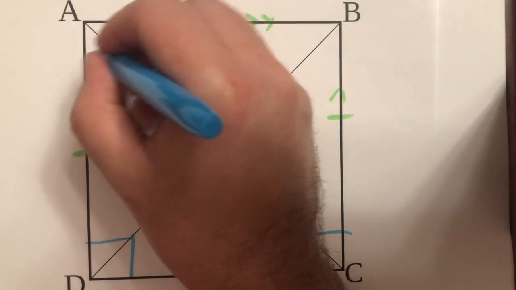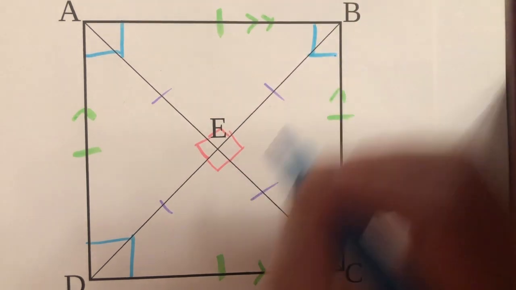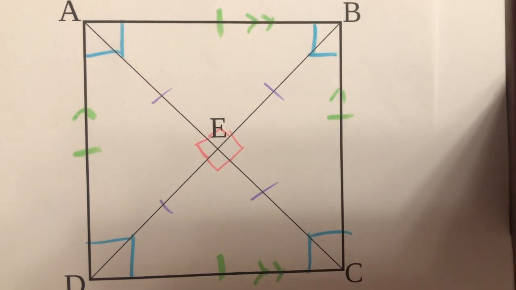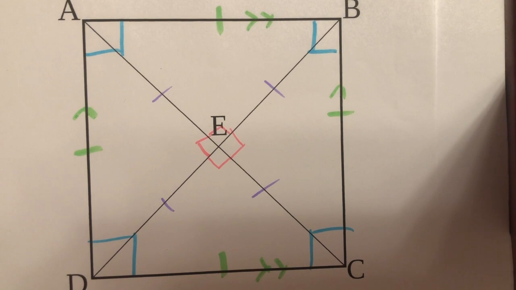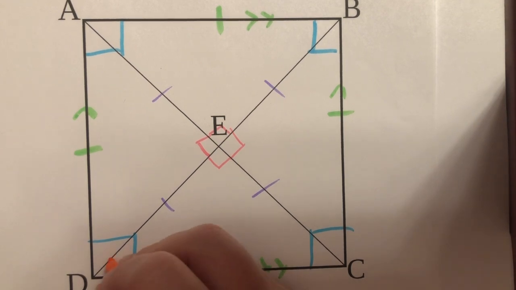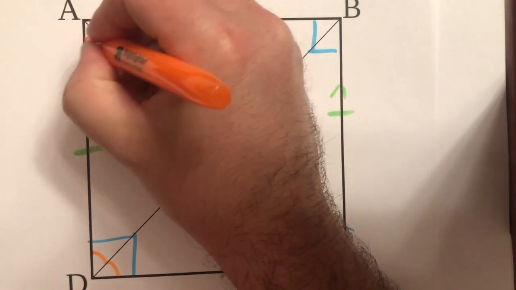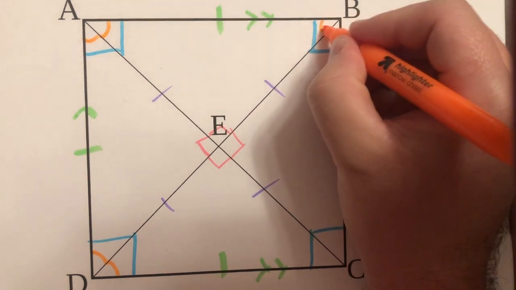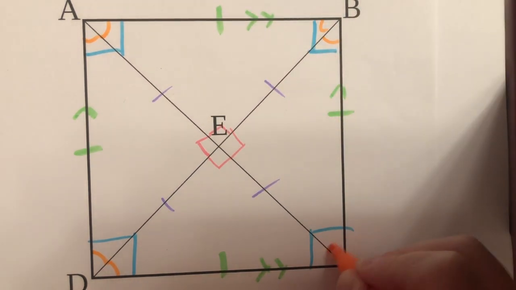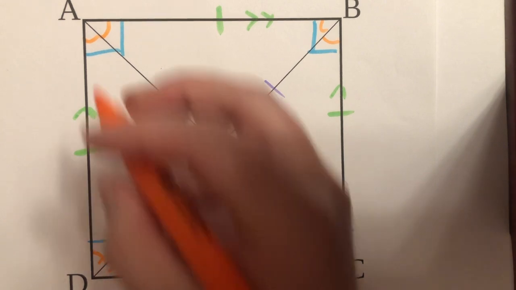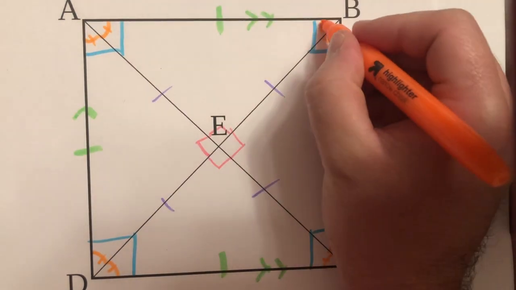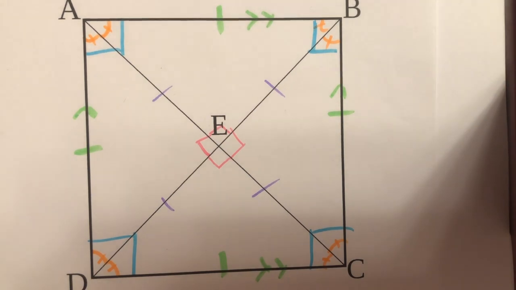Angles are all congruent. And last but not least, all the angles are bisected in the same way. That's it.